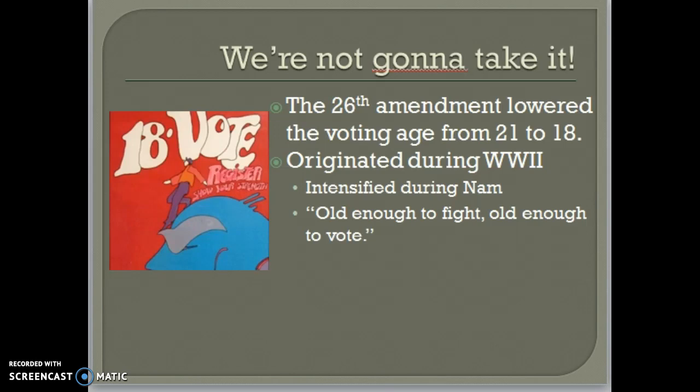And the slogan that you would hear people chanting, "old enough to fight, old enough to vote," because they felt if they were going to be drafted and sent to fight and possibly die in another country, they should have the right to choose the people sending them overseas.